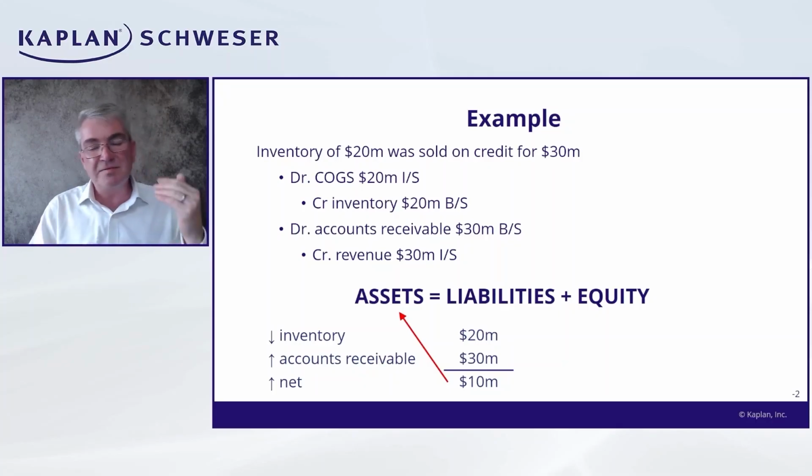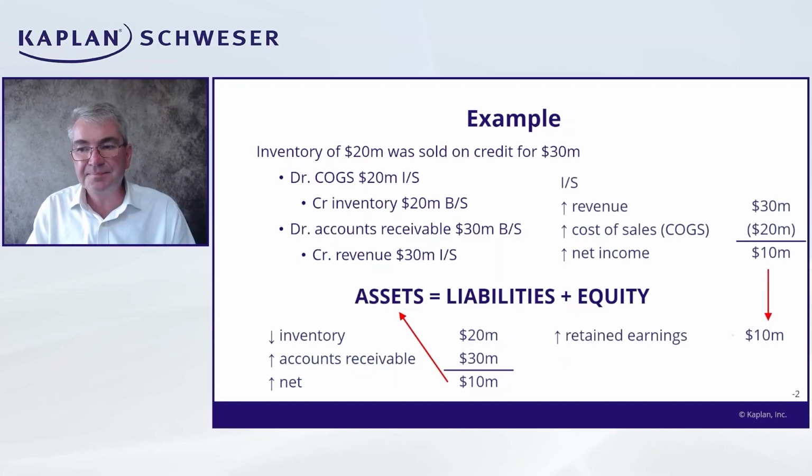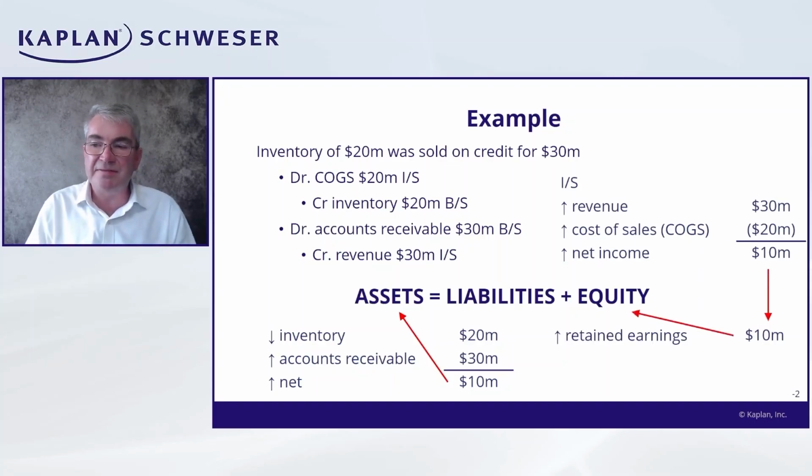Why? Well, because of course the other side of these transactions are in the income statement. I've got a sale of 30 million. Cost of goods sold is the cost of the inventory I've sold, 20 million, meaning my net income goes up by 10 million. And if my net income goes up by 10 million, my retained earnings goes up by 10 million. And if my retained earnings go up by 10 million, so too does stockholders' equity. So the net overall impact of this is assets increase by 10 million, equity increases by 10 million.